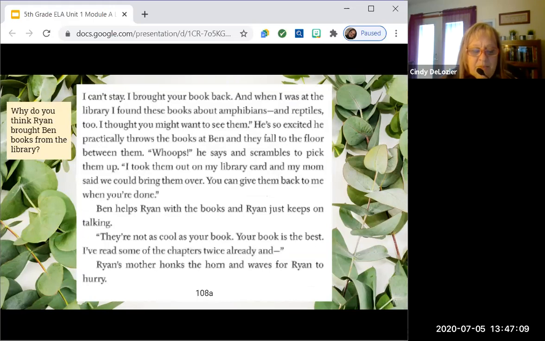He's so excited he practically throws the books at Ben, and they fall to the floor between them. "Whoops," he says, and scrambles to pick them up. "I took them out on my library card, and my mom said we could bring them over. You can give them back to me when you're done." Ben helps Ryan with the books, and Ryan just keeps on talking. "They're not as cool as your book. Your book is the best. I've read some of the chapters twice already," and Ryan's mother honks the horn and waves for Ryan to hurry.